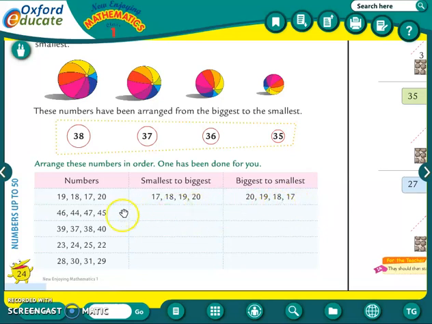So students, try to solve these 4 questions. In this box you write from smallest to biggest. In this box you write biggest to smallest. You try to solve this, and then I will also send the PDF of the answers that I have solved. Okay. So now we will continue in the next class.